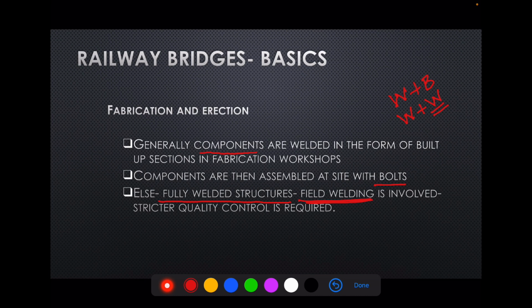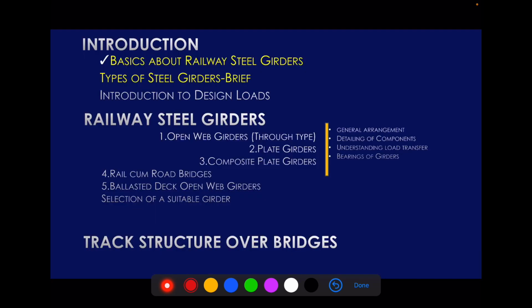Here one thing is to be taken care of: in workshops we have stricter quality control. So if we are doing welding at site, more strict quality controls are necessary in the field. So this was to cover the basics about the steel girders.